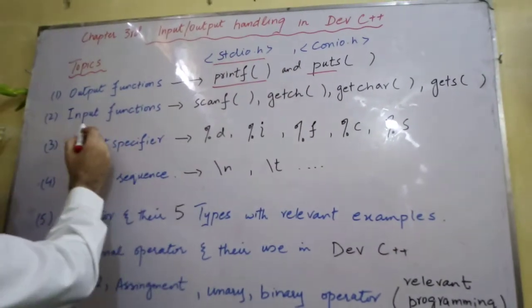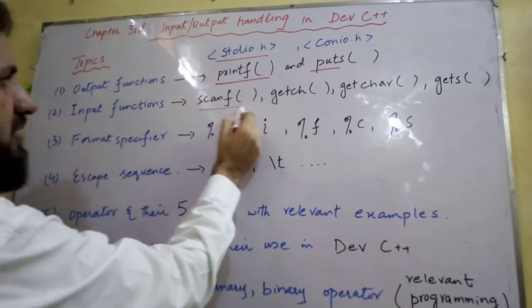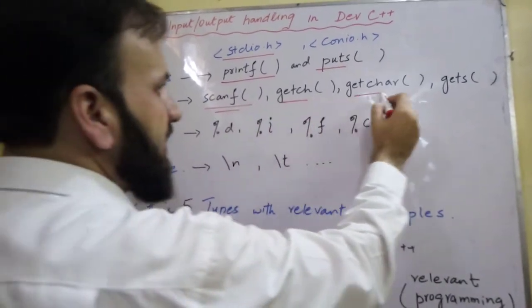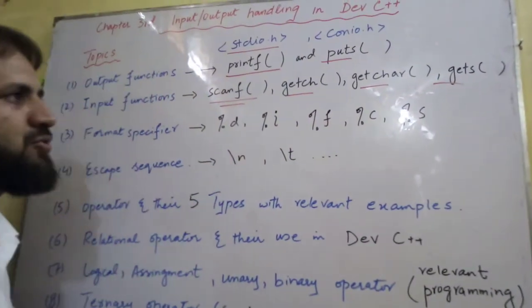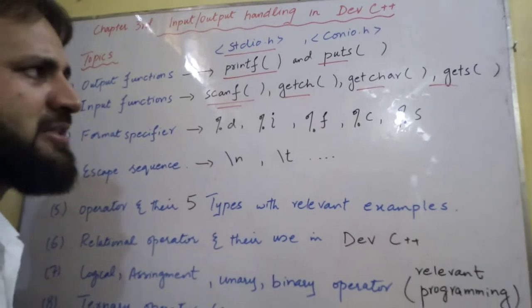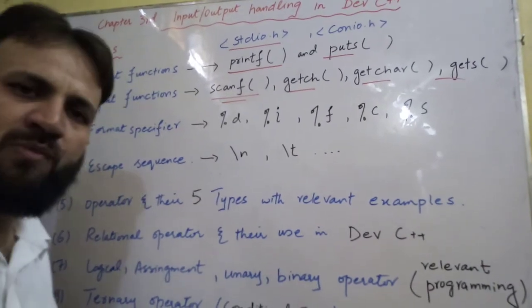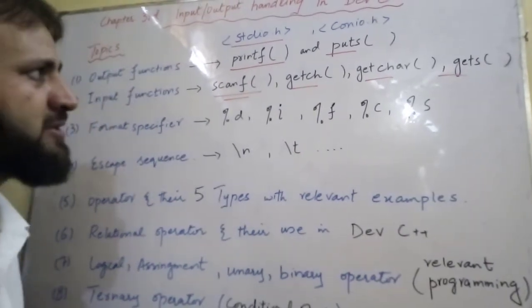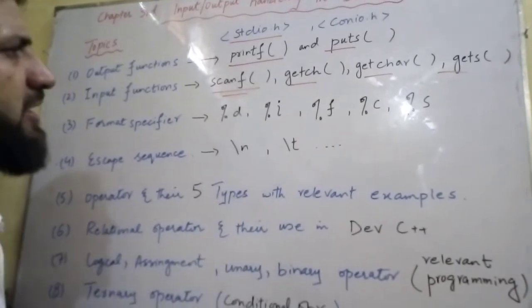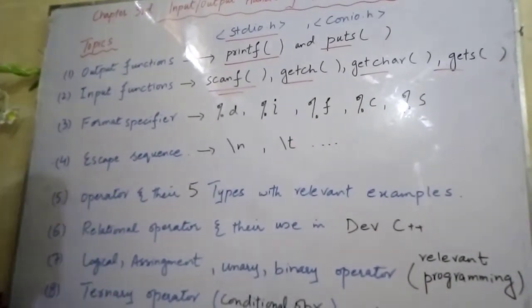Similarly, we will see the input functions: scanf, getch, getchar and gets. These functions are used to get data, to get input from the keyboard or from the users. So we can use these functions in our programs according to our programming requirements.